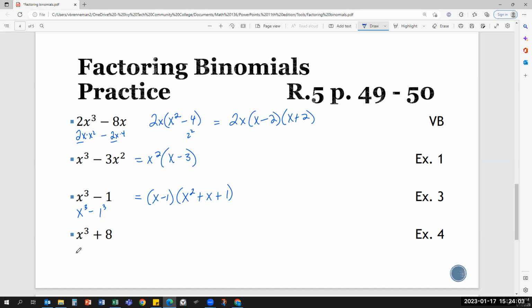And then x cubed plus 8. 8 is 2 cubed. And the sum of cubes says that's going to then be x plus 2 times x squared minus 2 times x plus 2 squared.